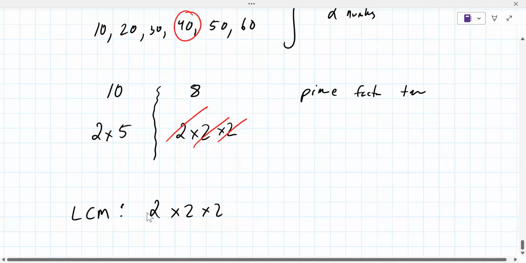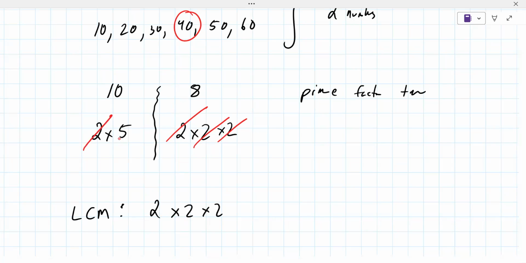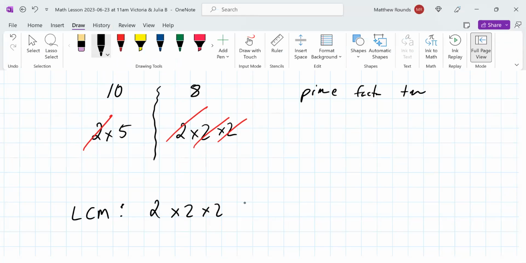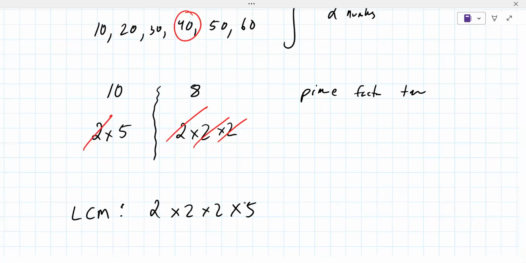Then you go to the other number and you ask yourself, do I already have a 2? Yes, you already have a 2. Do you have a 5? No. So you add a 5 in there. Does that make sense? Yeah. Now, what is 2 times 2 times 2 times 5?